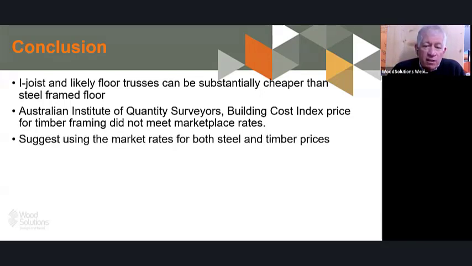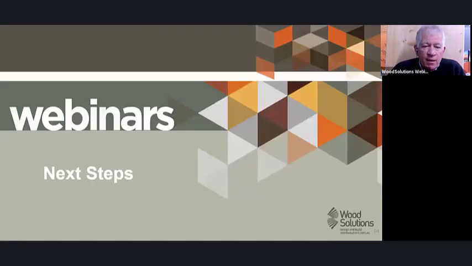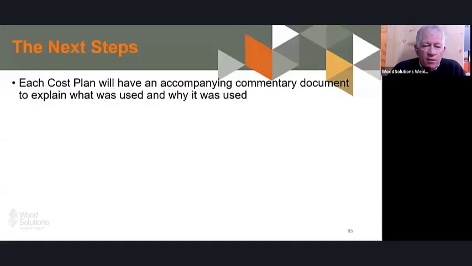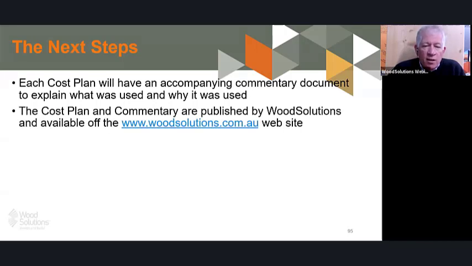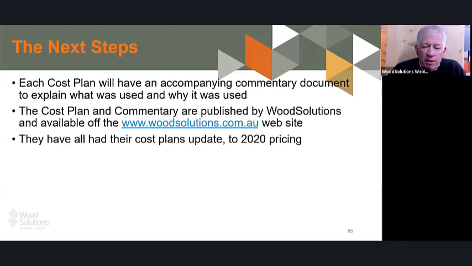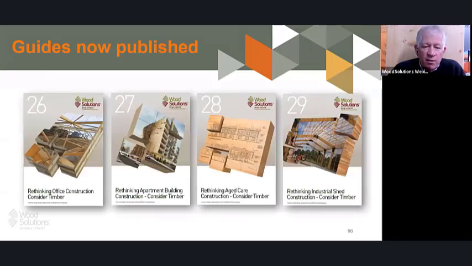And it's just using the market rates for both steel and timber if you're going to do a price comparison between these two for this building type. So next steps. Each one of these cost plans in those books has company documentation explaining what was used and why. Those book guides are available from the WoodSolutions website, and they were all updated in 2020 pricing. So please feel free to go and download and have a look at them.